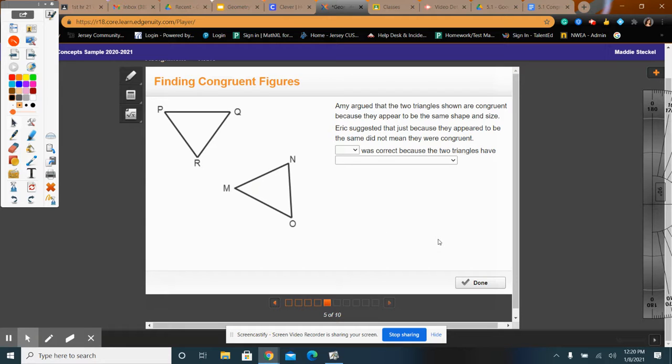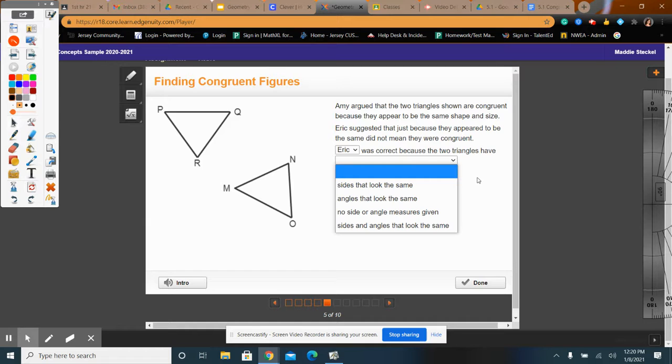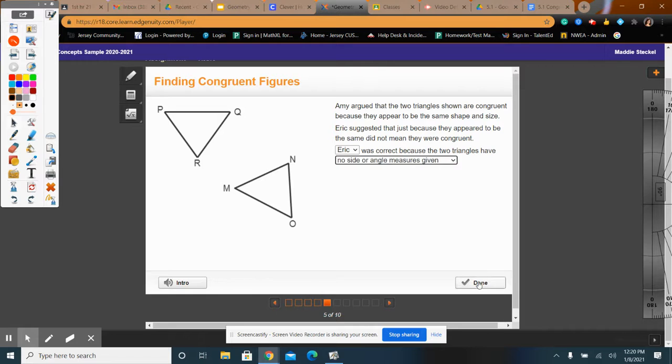Read Amy's and Eric's positions and determine who was correct. Okay. Amy argued that the two triangles shown are congruent because they look to be the same. Eric says that just because they appear to be the same does not mean they are congruent. Who's right? Well, we really need to have numbers here. Remember, we need to number and measure and stuff. So I think Eric is right because they don't give us any measures. They look the same, yes, but they don't give us any measurements.